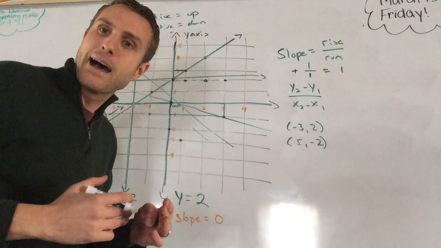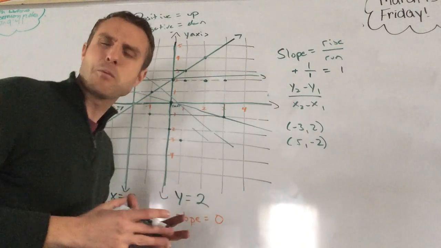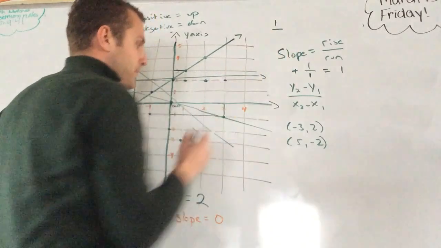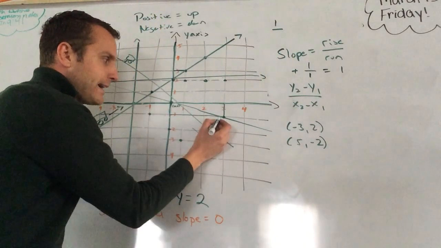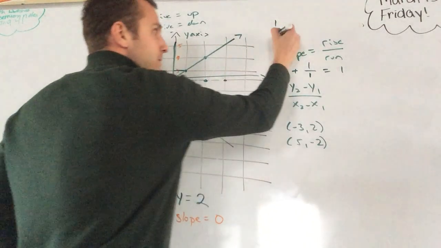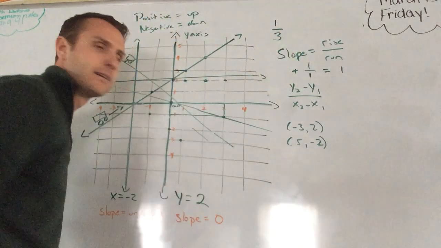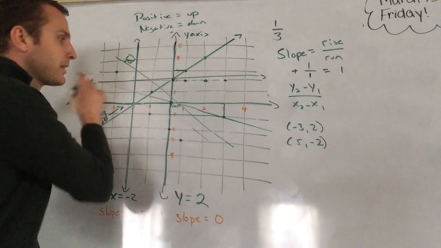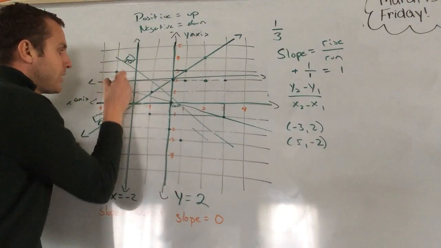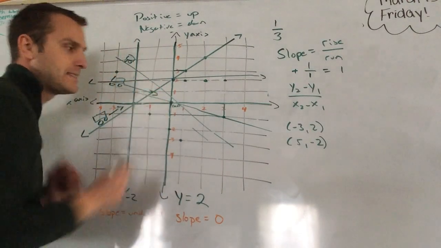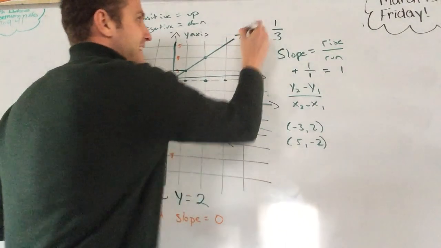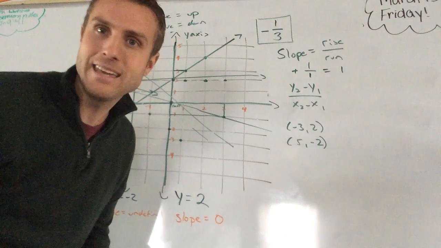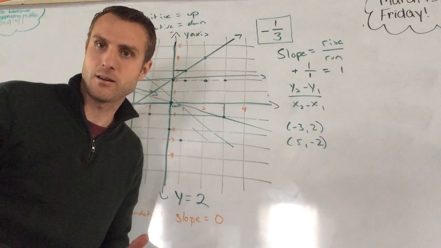Remember, the up and down, that's my rise. That number must go on top. So I'm going to write 1 on the top. Left to right, that's going to go on the bottom, so that's going to be 3. So my last step is, is it negative or positive? From left to right, if there was a car on this, they would be going downhill, so that is a negative slope. So my slope would be negative 1/3.